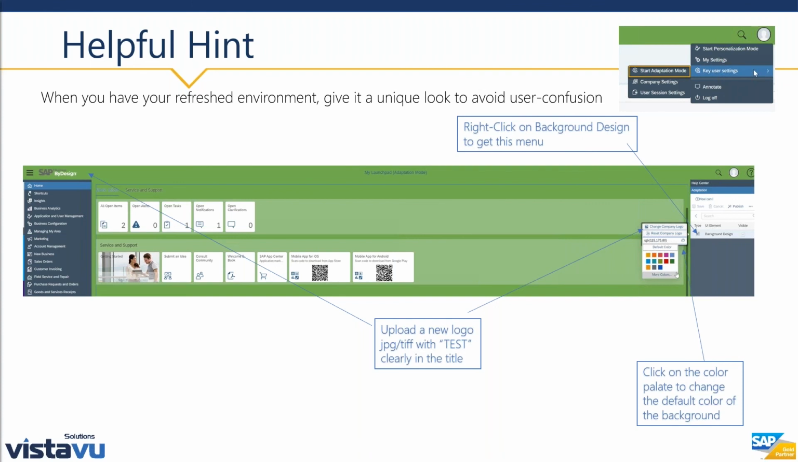So if you don't know how that works, you just go into your adaptation mode. You can see that in the top right. And you can do that right from your home My Launch Pad. So the very first screen you land on when you open up SAP. And when you open up the adaptation mode, you're going to see in the right panel the word background design. And you actually have to do something a little unusual here. You have to right click, which is kind of an odd thing to do inside a web browser.